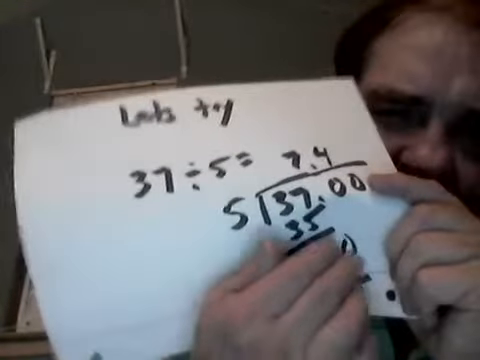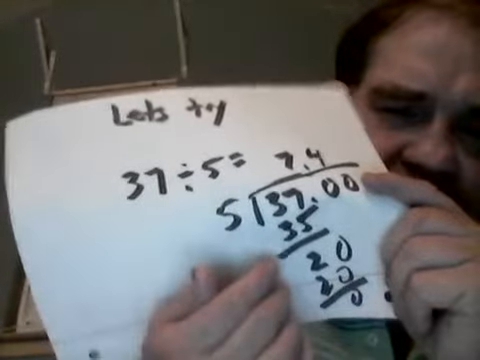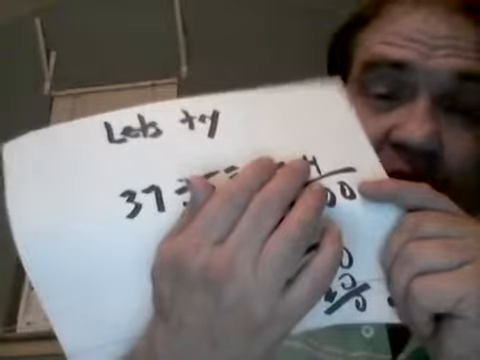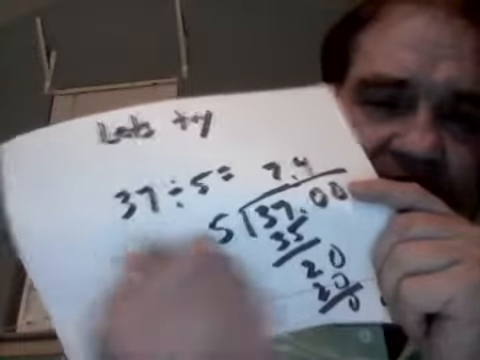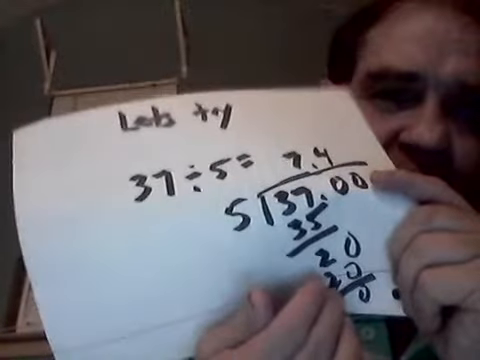Okay. So what number times 5 will get you 20? Well, I can only think of one. That's the number 4. 4 times 5 gives you 20. 20 minus 20 is 0. See? It's not that hard. I knew you'd get it.